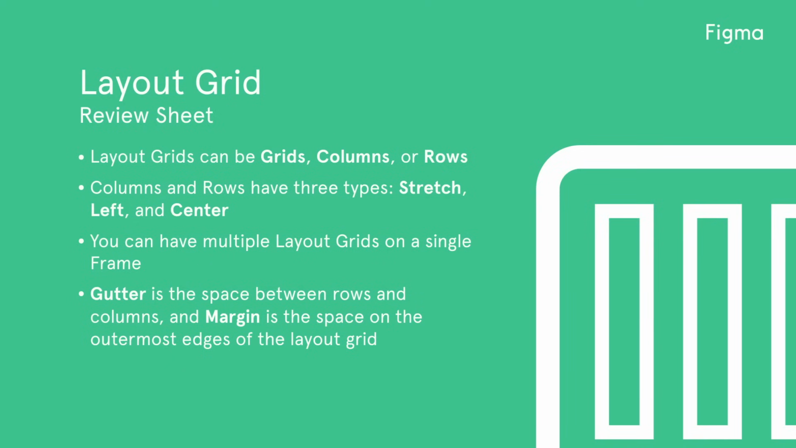Let's review what we've learned today. Layout grids can be grids, columns, or rows. Columns and rows have three types: stretch, left, and center. You can have multiple layout grids on a single frame. Gutter is the space between rows and columns, and the margin is the space between the outermost edges of the layout grid.